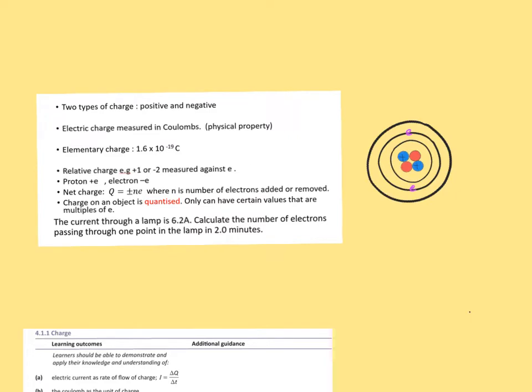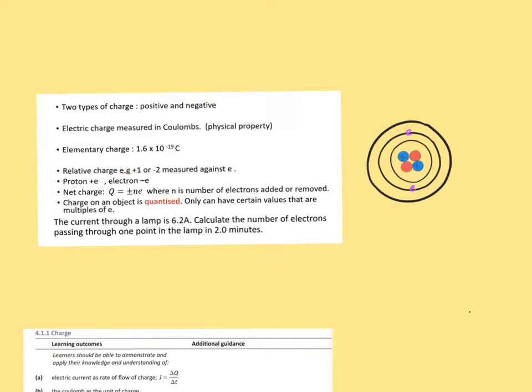Electric charge is measured in coulombs, and we call the elementary charge the smallest unit of charge that you can have. This was measured using Millikan's experiment. I will go into more depth when we learn about electric fields and magnetic fields and so on, in the later A2 chapters. The elementary charge is considered to be 1.6 times 10 to the minus 19 coulombs.